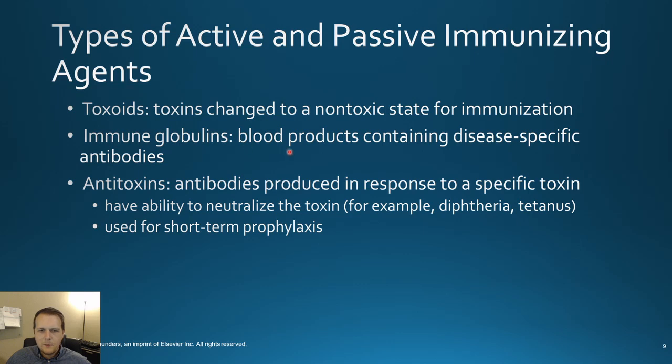This is going to be short acting, but we're providing blood products that have the disease-specific antibodies against whatever you're trying to treat there. And then antitoxins would be sort of short-acting formulations or antibodies that are produced against a specific toxin. Again, they'll be able to neutralize that toxin, but they're not going to be a permanent sort of thing. So sometimes we use this for short-term prophylaxis, or for patients that may be at big risk for being in contact with one of these disease states.